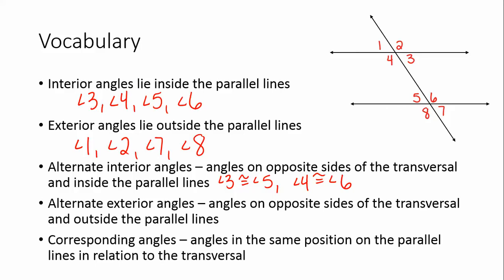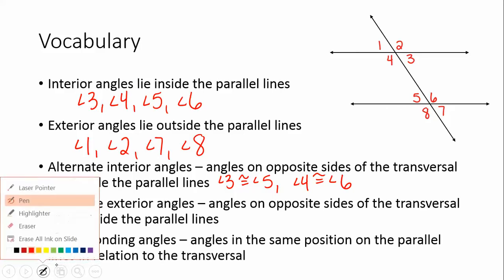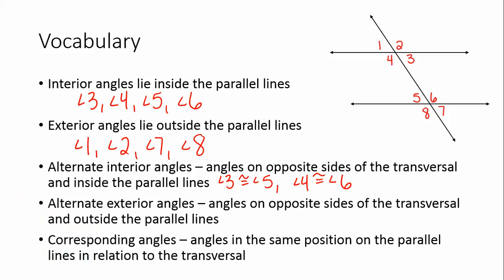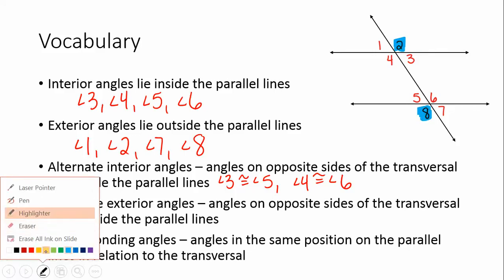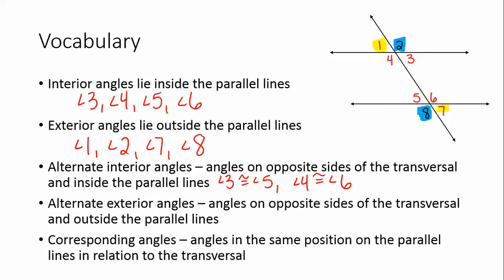Alternate exterior angles, very similar to alternate interior, but now we're working outside the parallel lines. So if we look at angles 1, 2, 7, and 8, those are our exterior angles, and they are alternate, so they're on opposite sides of one another. So angle 2 and angle 8 are alternate exterior angles, as are angles 1 and 7. And again, alternate exterior angles are also congruent. So angle 1 is congruent to angle 7, and angle 2 is congruent to angle 8. Again, make sure you're writing all of this down.